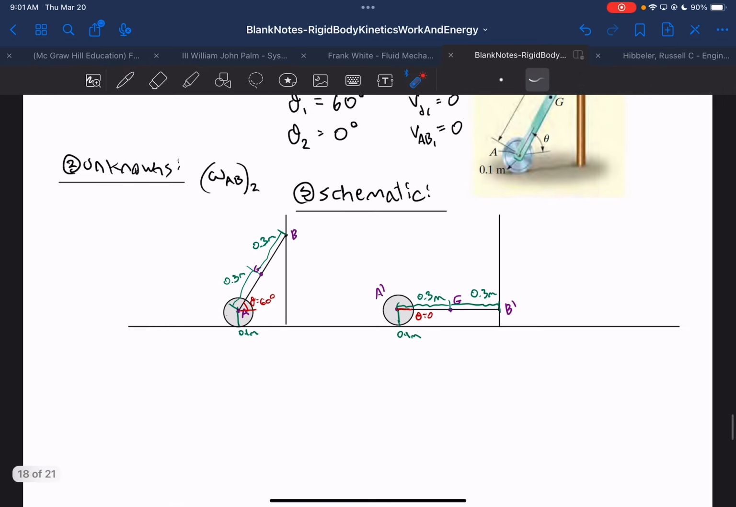Is my angular velocity of my rod, in this case right here, clockwise or counterclockwise? Clockwise, right? Because it starts up here and then it's rotating like this. It's clockwise, so I can draw that. In this case, I'm going to say my omega AB is clockwise. Let's call it this. Yep.